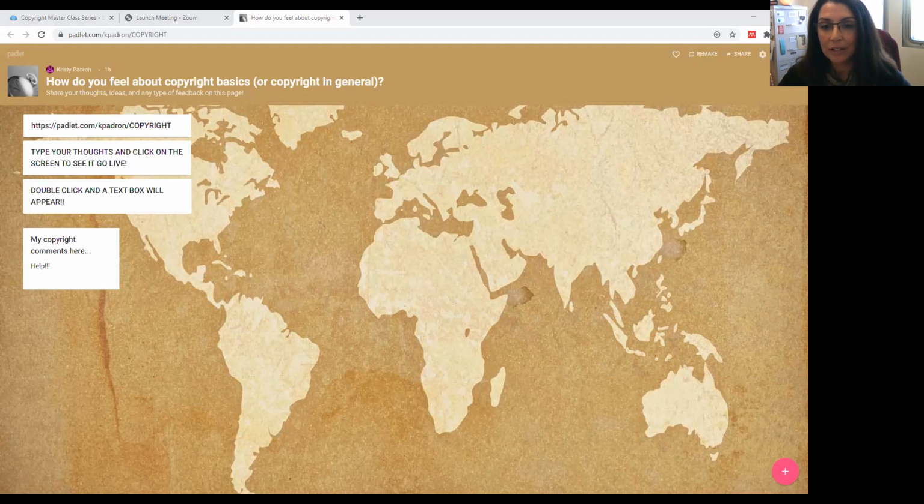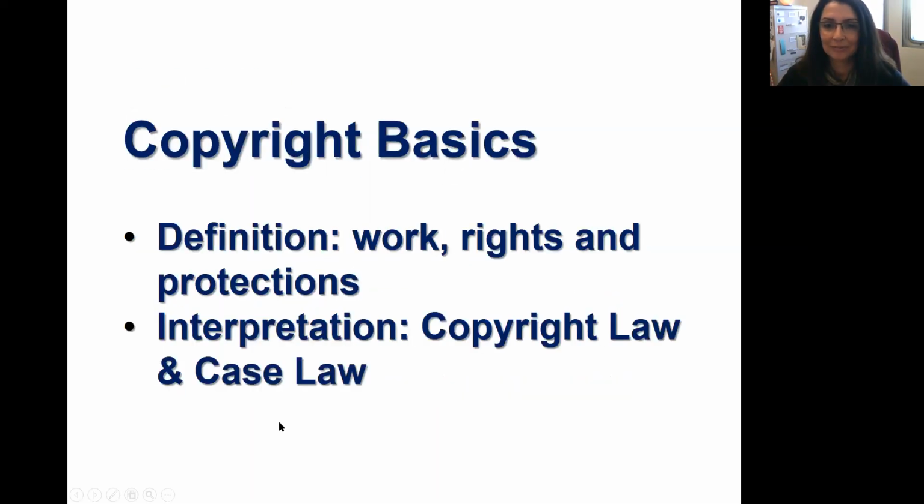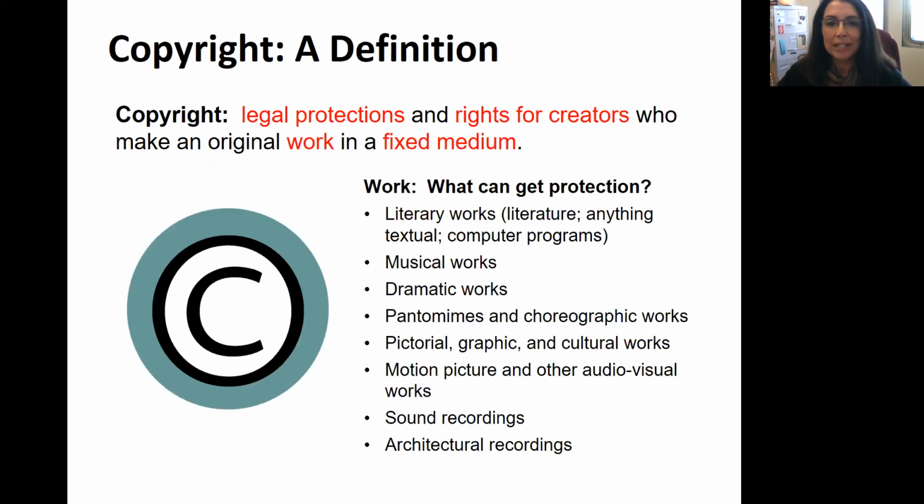Okay, so now to go back to our slide. All right, so what we'll go over in this section are the copyright basics, like the definition, what is a work, what are the rights and protections people have for copyright, and then we'll introduce the concept of interpretation of copyright law and case law. Now, copyright is defined as legal protections and rights for creators who make an original work in a fixed medium.